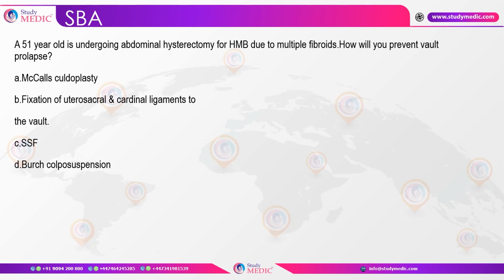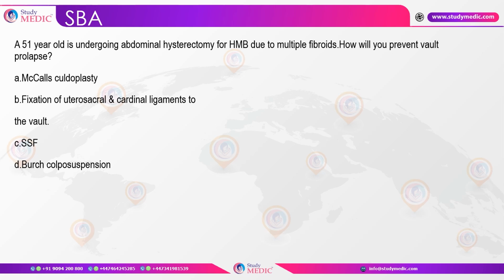Now another woman you have, she is 51 years old. She is undergoing a hysterectomy for heavy menstrual bleeding due to multiple fibroids. How are you going to prevent vault prolapse? So you can do a McCall's culdoplasty, you can fix the uterosacral and cardinal ligaments to the vault, you can fix the vault to the sacrospinous ligament, or you can do a Burch colposuspension.